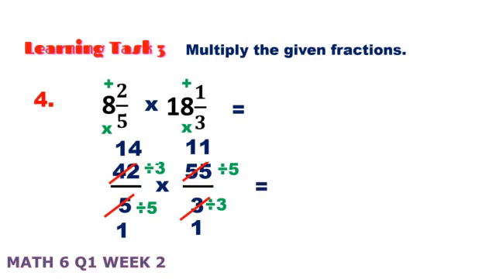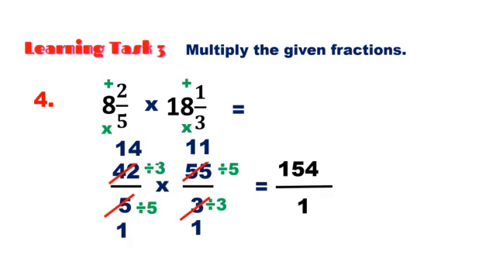Then, let's multiply. 14 times 11 equals 154. 1 times 1 equals 1. 154 over 1 is same as 154.